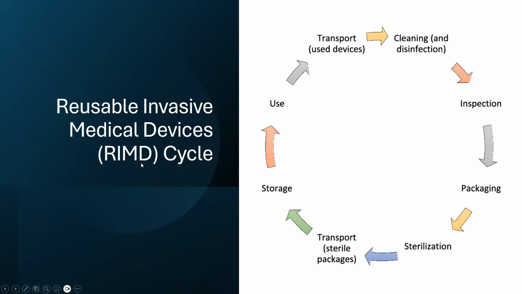Reusable invasive medical devices or RIMD cycle. Well, when you acquire it, then you clean and disinfect, inspect, pack, sterilize, transport, and store in the storage area. When it is used, afterwards it will be transported to the cleaning and disinfection area. So this is a cycle you have to follow. If it was a borrowed one, then after inspection and packaging and sterilization, you can return it. If it needs to be discarded, then you will discard it.